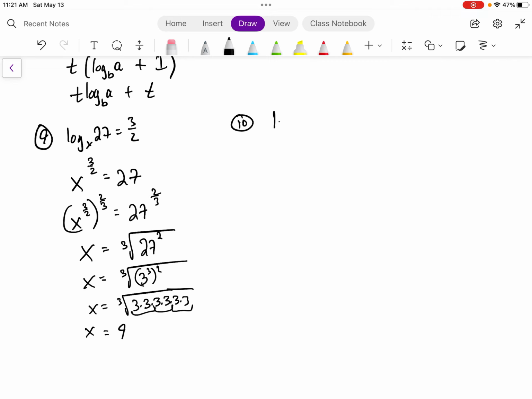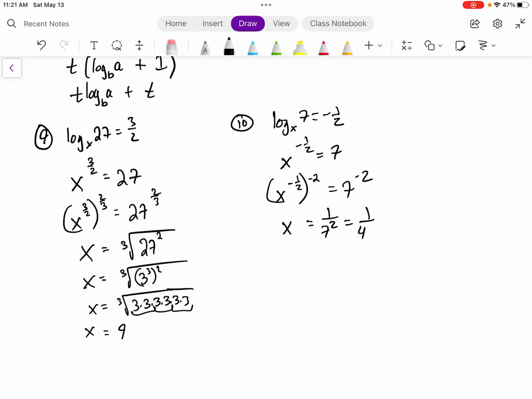And then lastly, log base x of 7 equals negative 1/2. So that means x to the negative 1/2 equals 7. Okay, so I'm going to want to get this x to just be to the power 1. So what am I going to have to multiply by here? I'm going to have to multiply this negative 1/2 by negative 2. So we're going to raise everything to the negative 2 here. And of course, then we'll have x on one side, x to the first. And on the right side, we'll have 1 over 7 squared, which is 1 over 49.